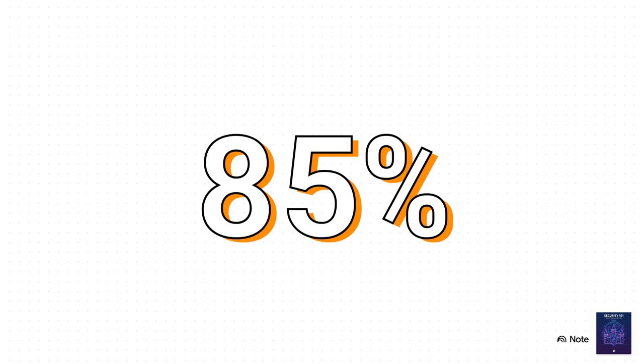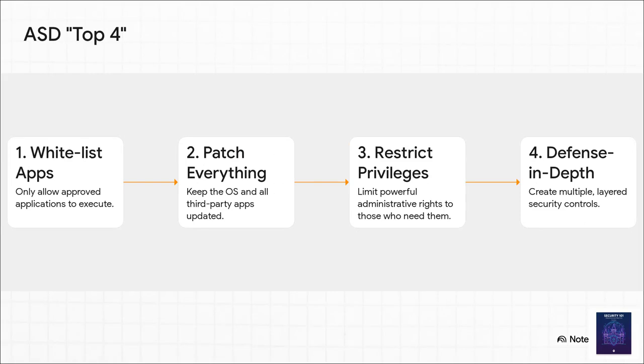So, what are those magic fundamentals? Well, here they are, the top 4. First, application whitelisting. That means you decide what software is allowed to run, and everything else is blocked by default. Second, patch everything, all the time. Your OS, your apps, everything. Third, lock down those super powerful administrator accounts. People should only use them when they absolutely have to.